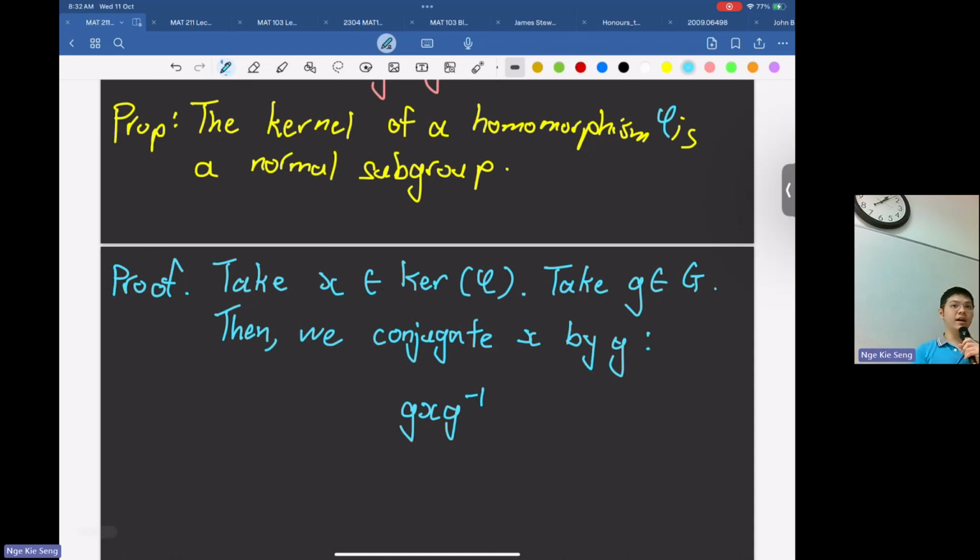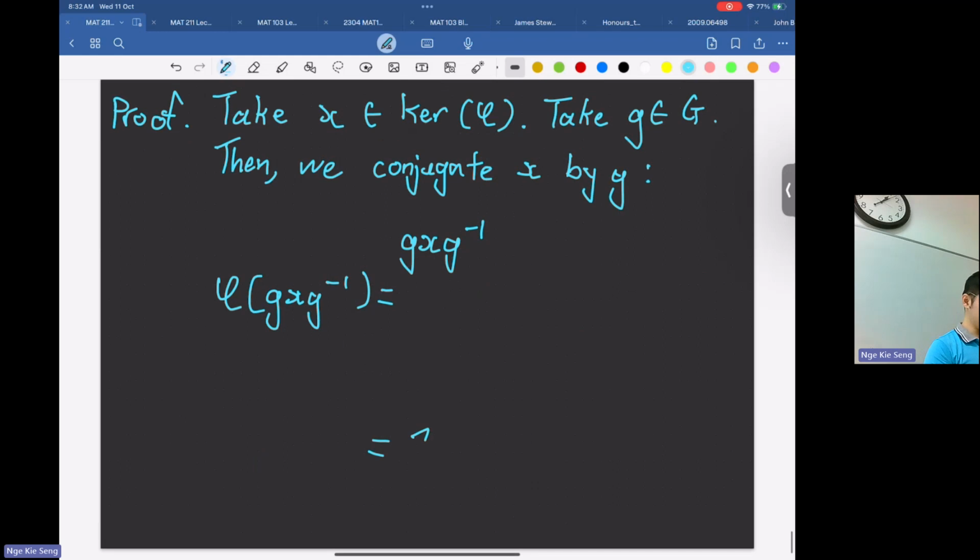So we're going to check whether this is in the kernel or not. We need to evaluate under phi. Is phi of g x g inverse equal to identity or not? This is the question. So what should we do? Phi of g x g inverse.